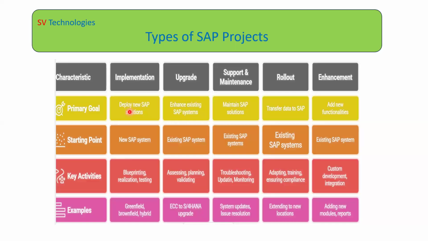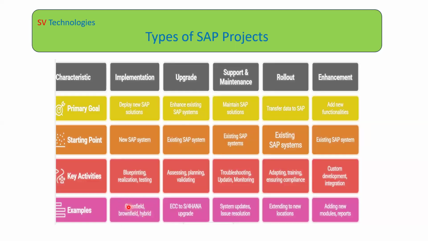You must be aware of these things. Apart from our technical knowledge, these things are also very important because once you are tagged to any project as a consultant, you should be aware of the nature of work once you get into the project. Okay, here you can see the examples. Whether it is a greenfield implementation, brownfield implementation, or hybrid implementation, these are the three different types of implementation projects.